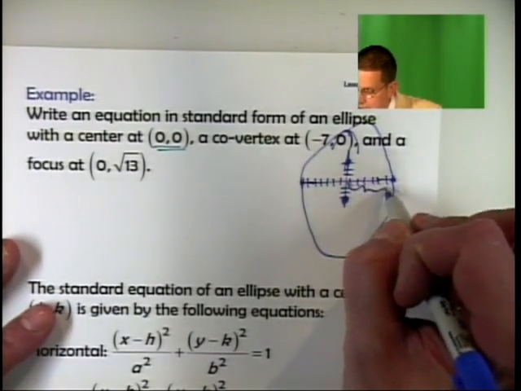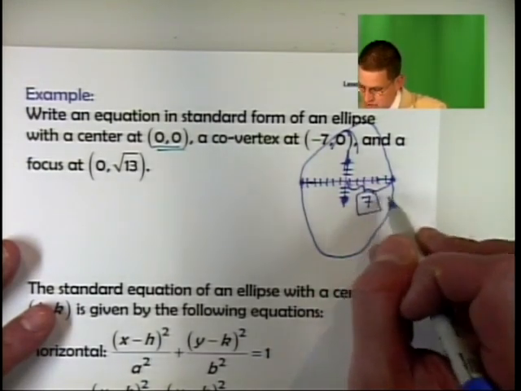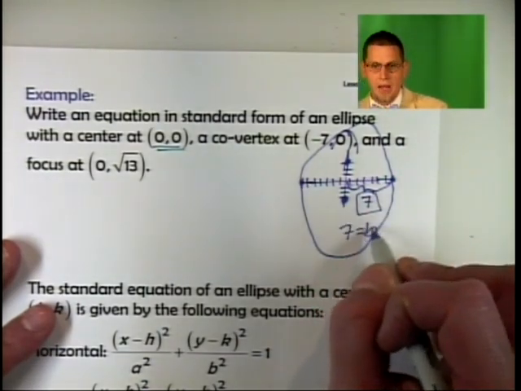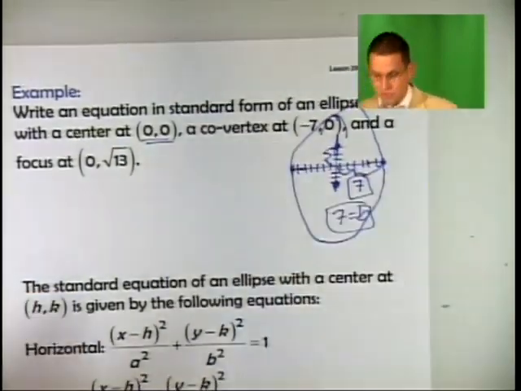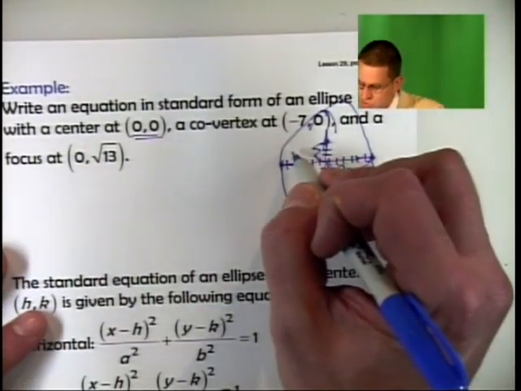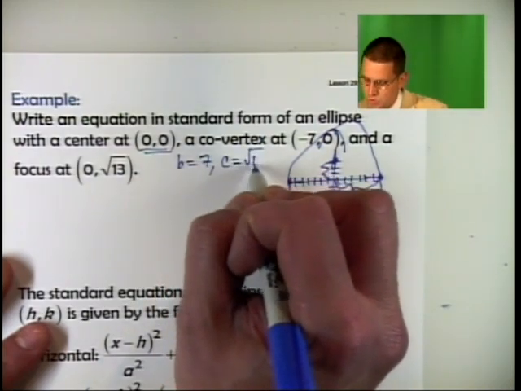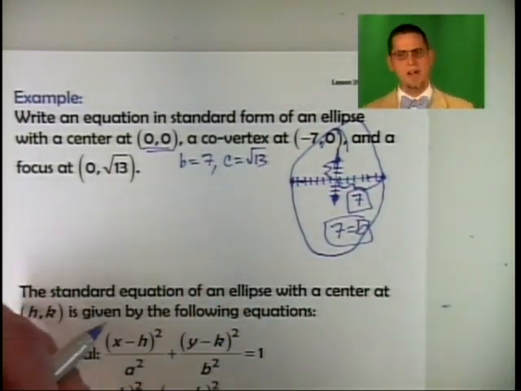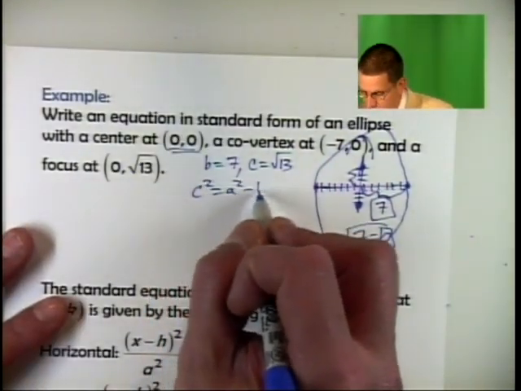Well, remember I need A and B. Since the co-vertex distance from the center is 7 units, 7 equals B. I have that. I just need to find A. Well, I don't have A, but I can find C. C is the distance from the center to a focus, which is the square root of 13. So if B is equal to 7 and C is equal to the square root of 13, how can I find A? Well, I use the equation. C squared is A squared minus B squared.